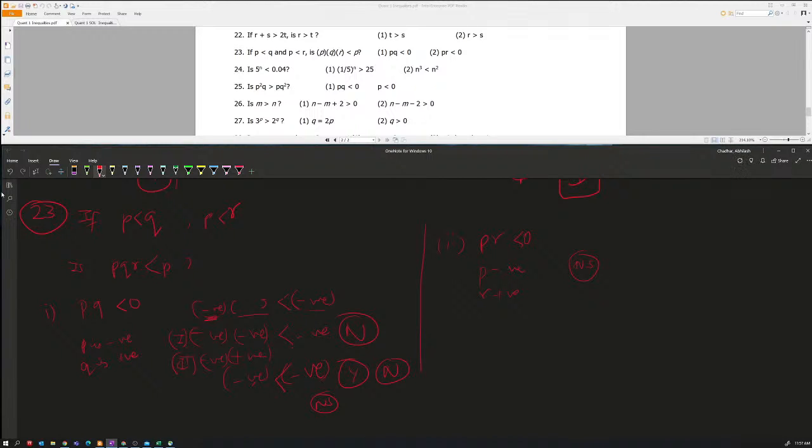But if we combine, we will know that P is negative, Q is positive, and R is positive. So negative into positive will be less than negative. It could be, it would not be. Why I am saying that is, it is not given that PQR is an integer. So it could be like -1, and this could be like 2, and 2 is less than -1. So it will become -4 is less than -1, and we get a yes answer.